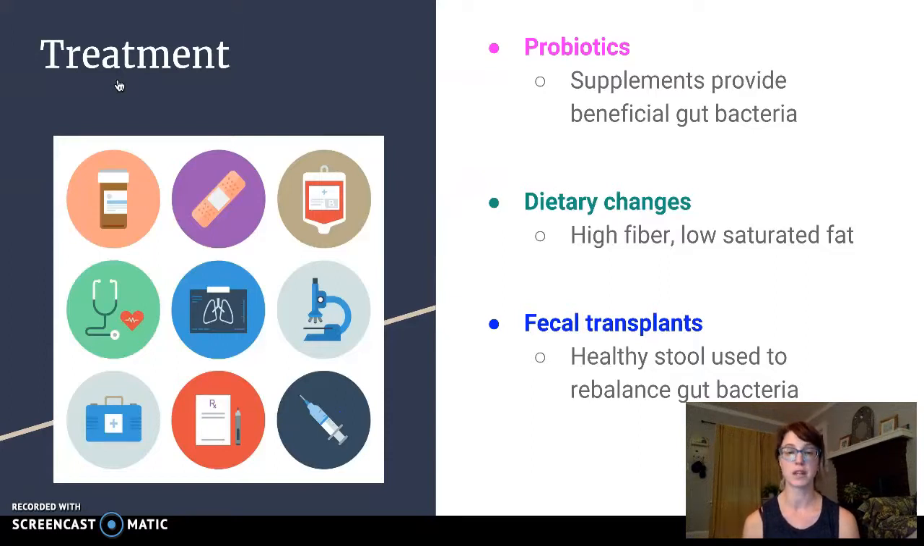And also fecal transplants are really interesting, and they're somewhat of a new thing. What that is, is healthy stool used to rebalance the gut bacteria. They found out that stool is actually biologically alive and has all of this bacteria in it, and it's able to be used in a safe way. It's able to be put into another person's body in order to rebalance their gut bacteria.